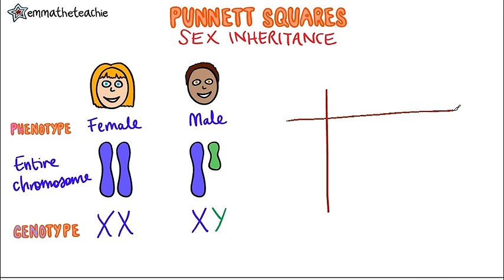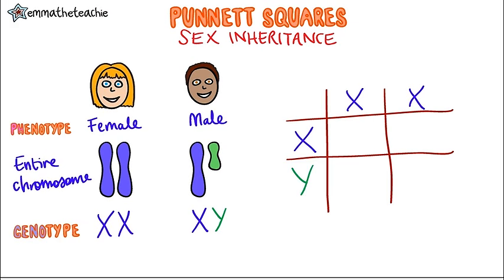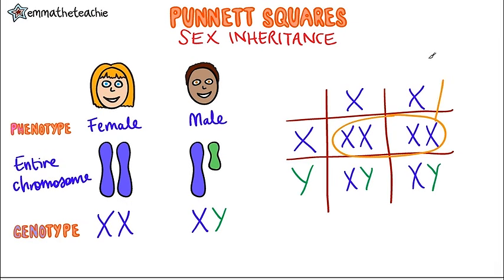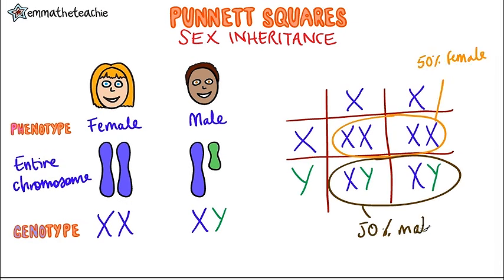We can construct a Punnett square to show the offspring probabilities. Doing this very quickly, we can see that we end up with two XX offspring and two XY offspring. So the probability is 50% female and 50% male.